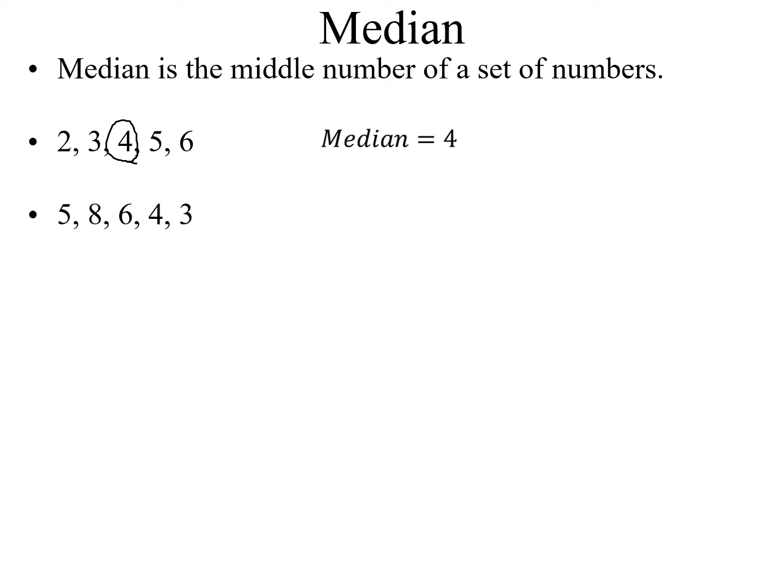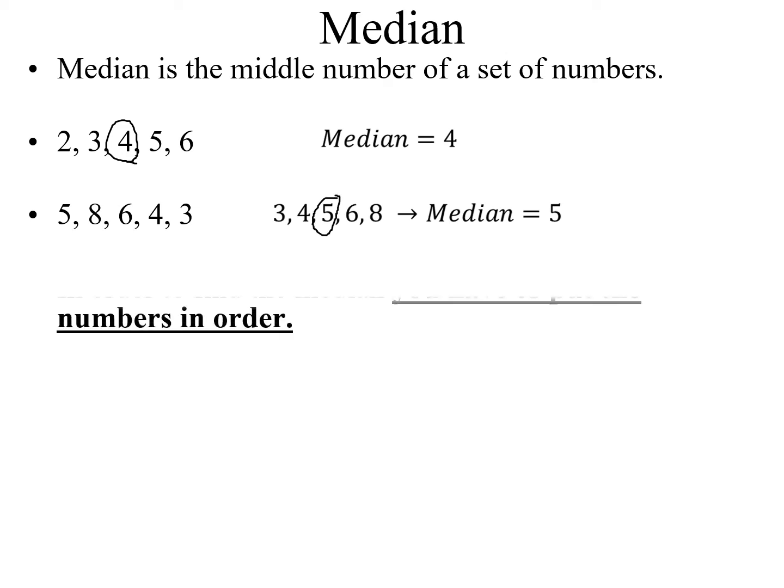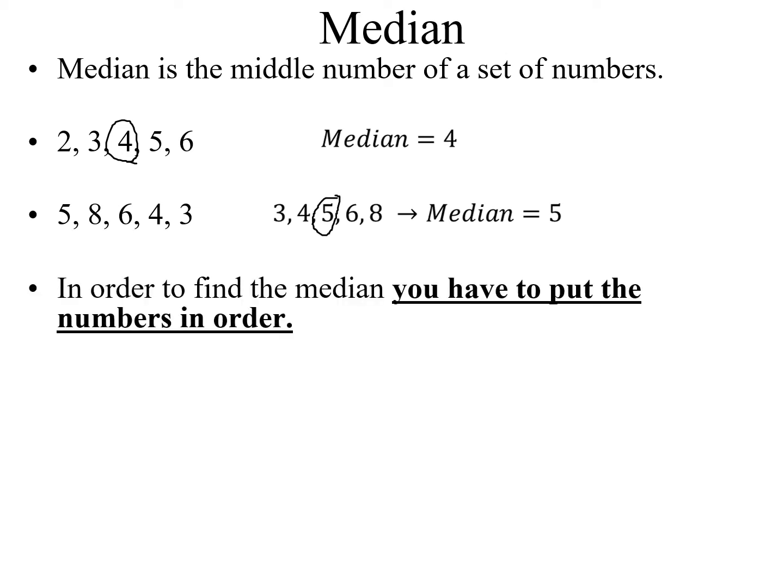Now, if I've got something like this, I've got 5, 8, 6, 4, 3. I don't know which one's in the middle, so I have to rewrite it and put it from smallest to greatest. So if I change it, 3, 4, 5, 6, 8, in this case, 5 is the one in the middle. Okay, so always make sure to put the numbers in order.